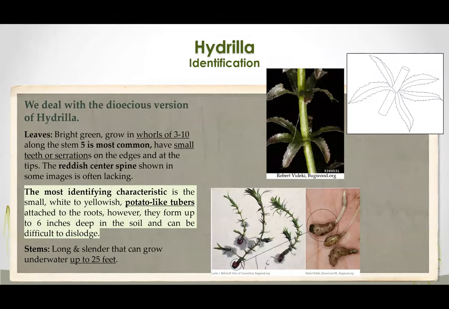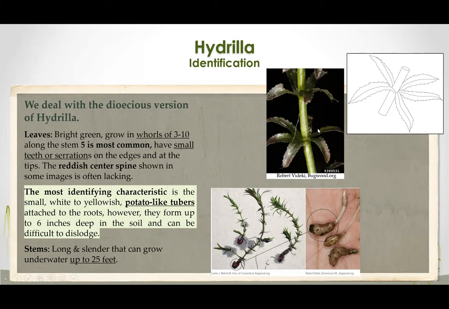So in our area, it's mainly the dioecious version. That's the one that I'm going to discuss. You'll hear the word whorl several times when we're discussing hydrilla. That's the leaves going around the stem in a whorl. They're bright green. The whorls tend to be 3 to 10, but 5 is the most common, as you can see here in this line drawing. In the picture next to it, we actually have 5 or 6 leaves on this whorl, but the one above has 5. So just keep that in mind.